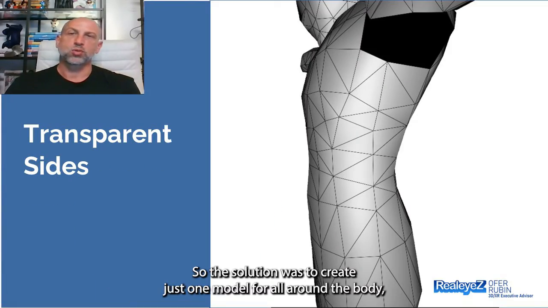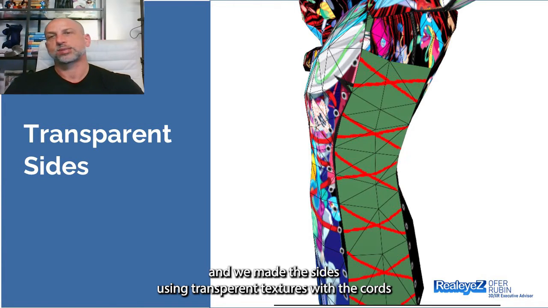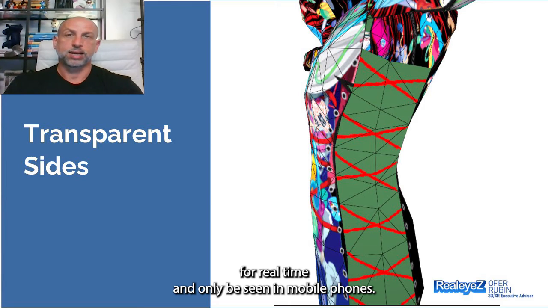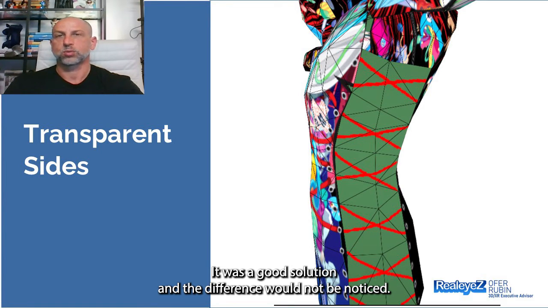So the solution was to create just one model for all around the body, and we made the sides using transparent textures with the cords just as texture maps. Since this was low quality for real time and would only be seen on mobile phones, it was a good solution and the difference would not be noticed.